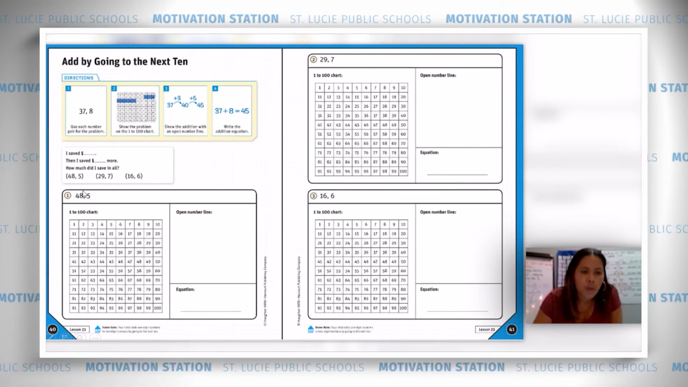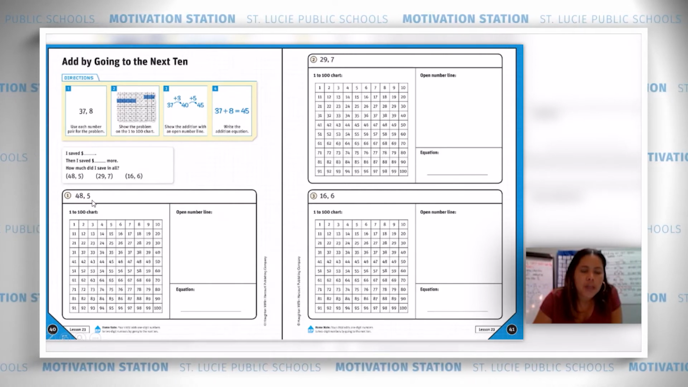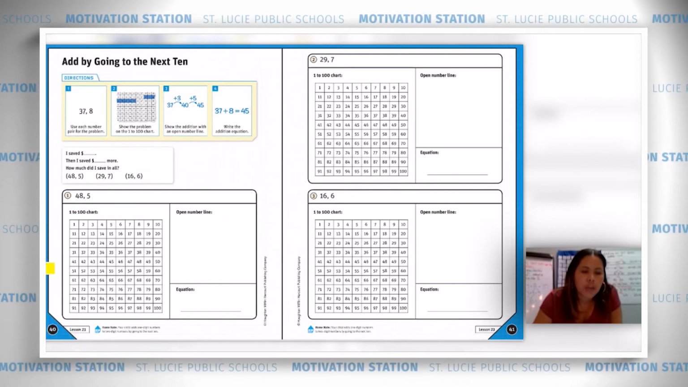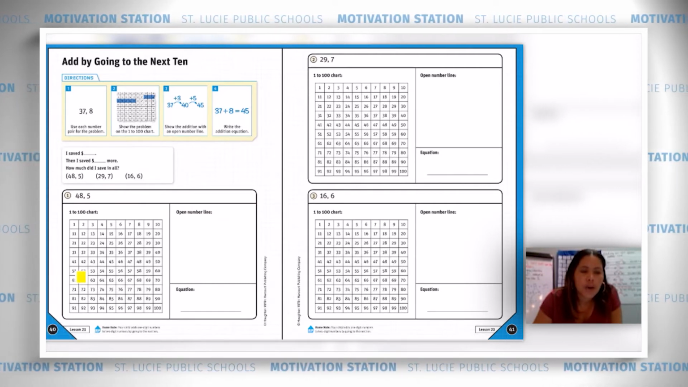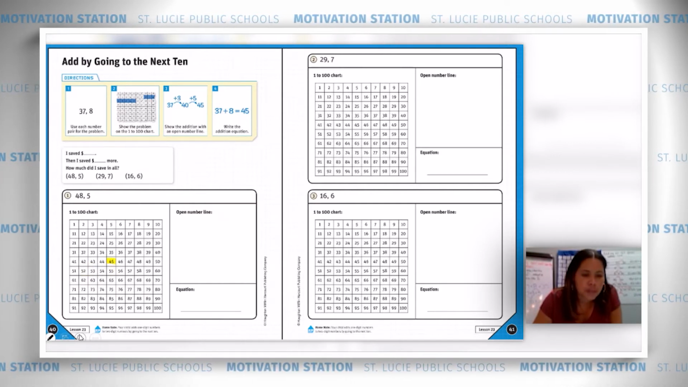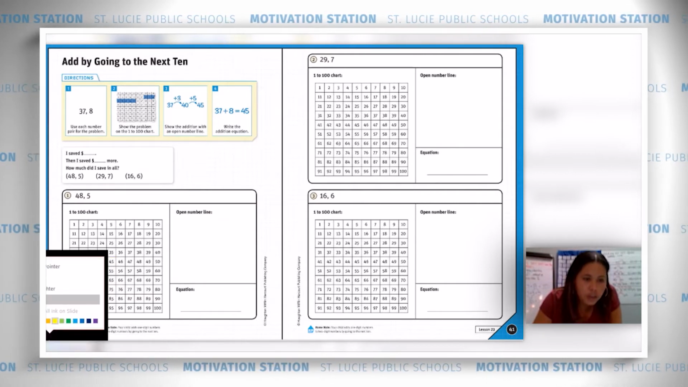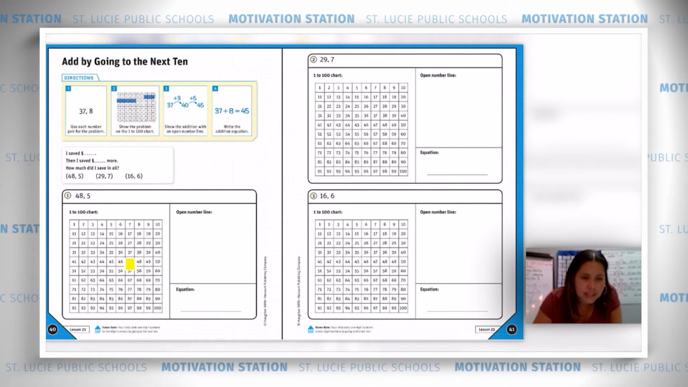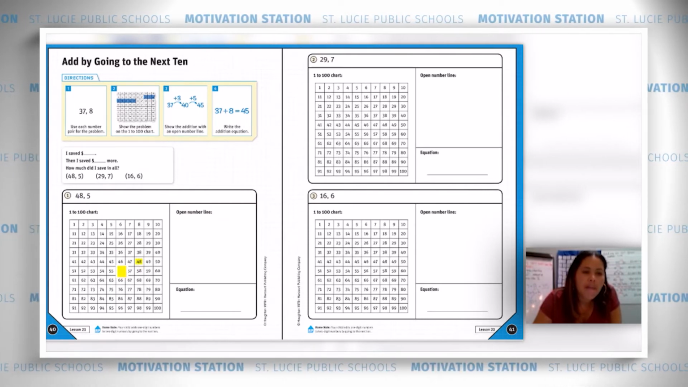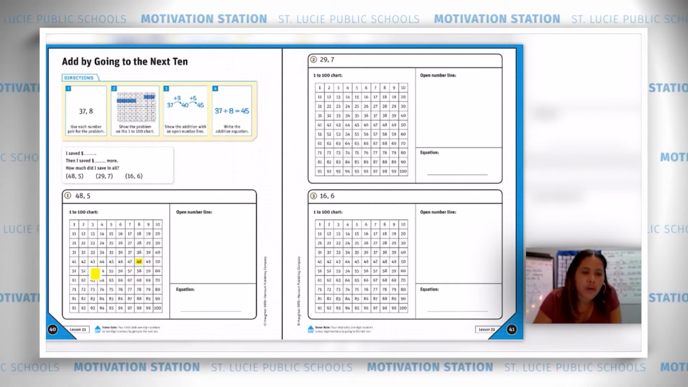I saved $48. Then I saved $5 more. How much did I save in all? Where are we starting on our 1 to 100 chart? Perfect. We are starting at 45. Oh, not 45, boys and girls. Whoops, thank you for correcting me. Let's erase that. We are starting at 48. Then I saved $5 more. So 1, 2, 3, 4, 5.